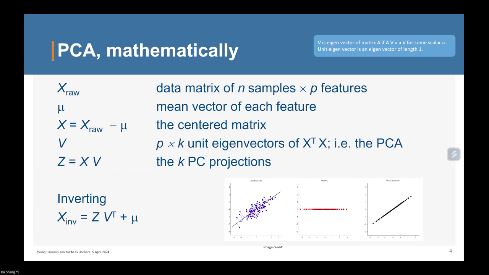So you have a matrix and you compute some mean vector of the matrix and you center it. Then after that, you apply eigendecomposition to get the eigenvector V. And the eigenvector V has as many components as there are features, but usually people don't use all the components. They only pick some components to use, and then they project the original matrix or centered matrix according to these PCs to get into the projection space. And of course, you can invert it easily.